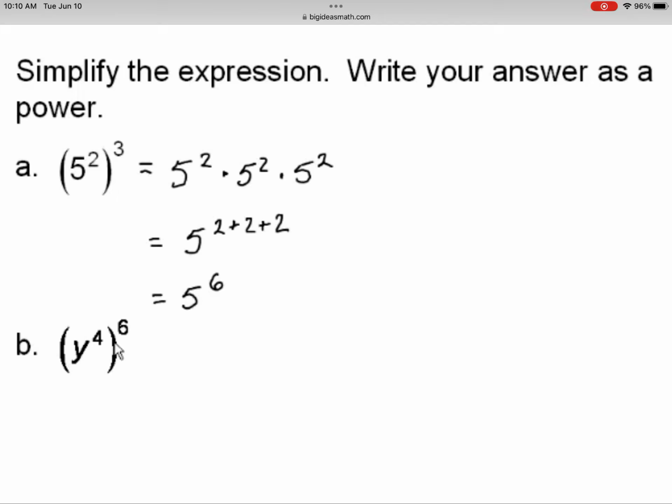Simplify the expression, the quantity y to the 4th raised to the 6th. Once again, we do not have powers that are multiplied. We have an exponent of 6 and a base of y to the fourth. So we can use repeated multiplication to rewrite the expression. The base, y to the fourth, will be multiplied 6 times.